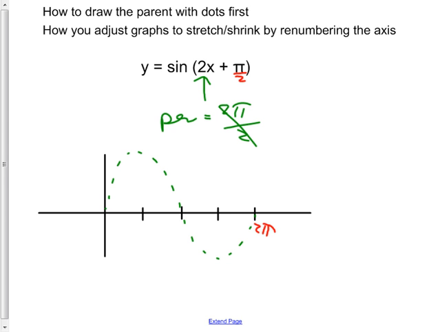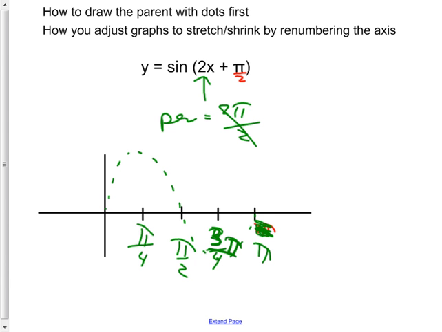So now I've got to renumber this. This isn't 2 pi anymore. What is it? It's pi. And then this would be half of a pi. And this would be pi over 4. And this would be 1/4, 2/4. This would be 3/4 pi. 3/4 pi. Okay.